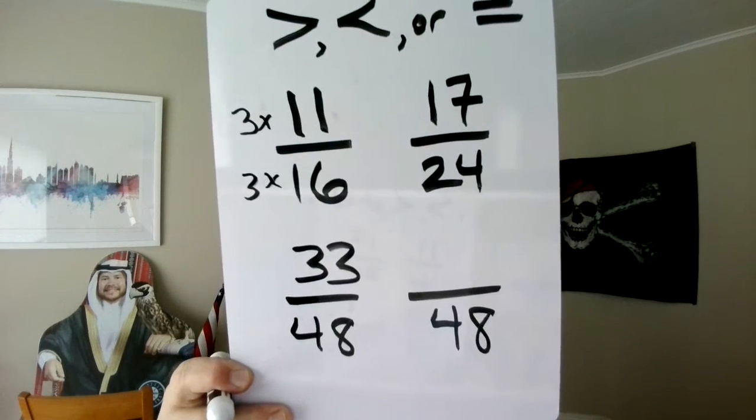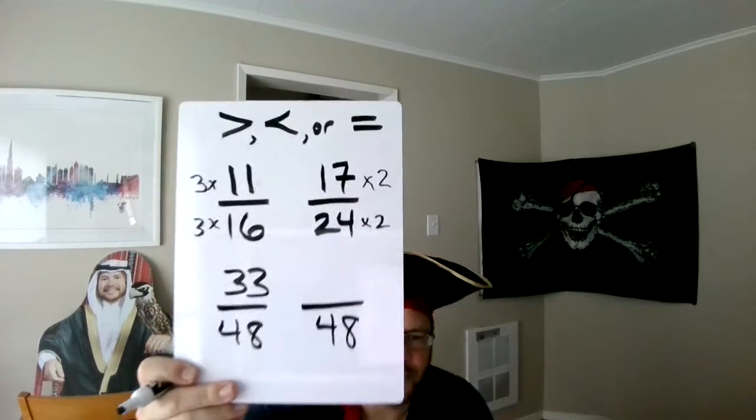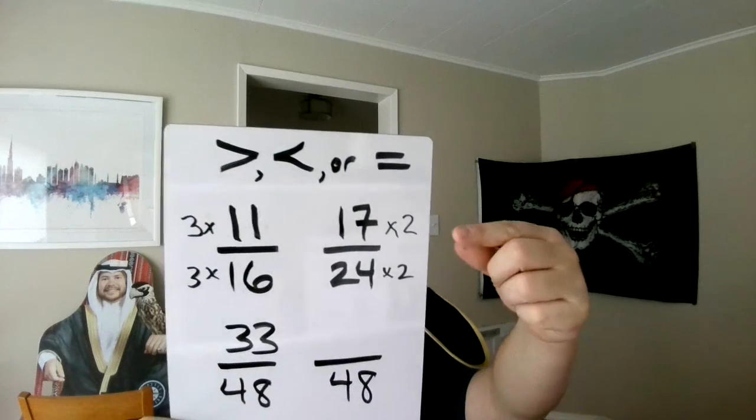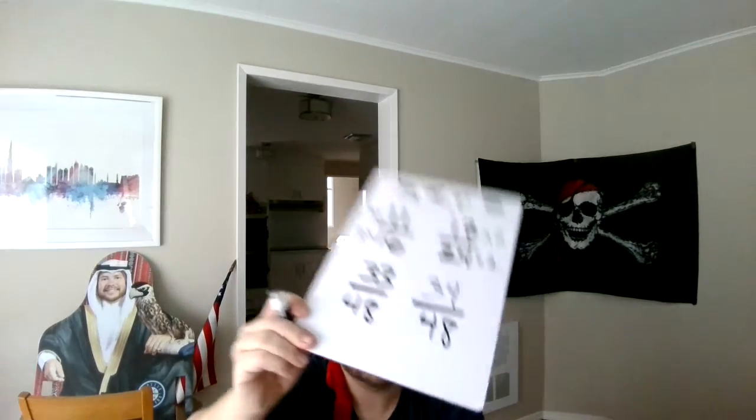What do I have to do to the 24 to get 48? I got to multiply by 2. So I'll multiply that by 2. So what do I have to do to the numerator? Yes, multiply it by 2. So anything you do to the bottom, you got to do to the top. Because what we're really doing is we're multiplying by 1. So we're multiplying by 2 over 2. That's the same as 1. And that gives me 34 over 48.